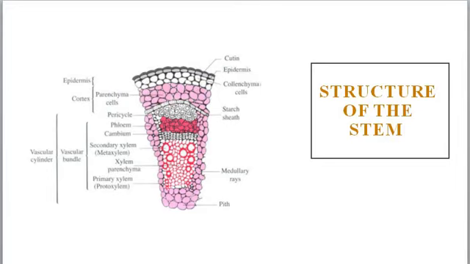As we said before, we have three layers: epidermis, cortex, and vascular cylinder. Epidermis is the first layer, and the cortex consists of parenchyma cells and collenchyma cells. The third layer, which we are talking about today, starts with the pericycle. Look, where is the pericycle here? The pericycle is the first one found in the vascular cylinder.